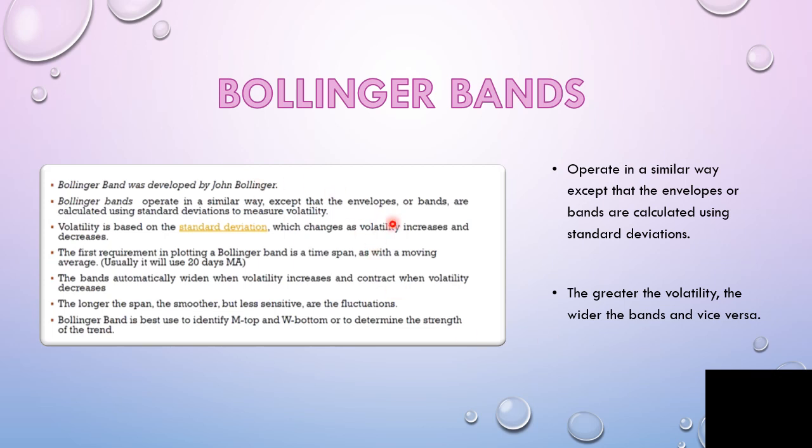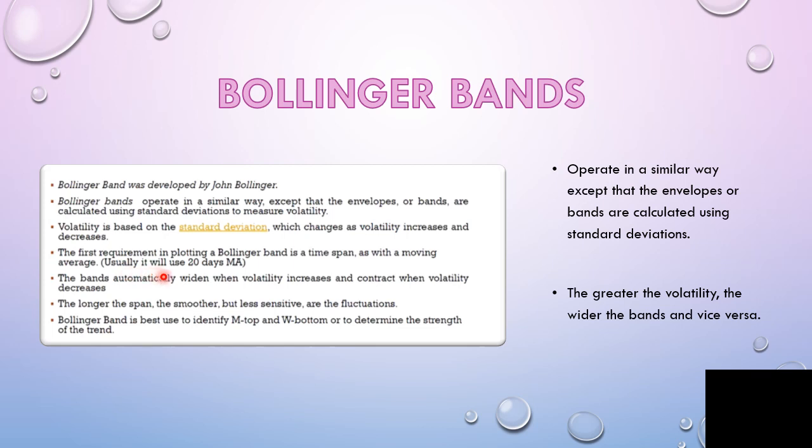Jadi dengan adanya Bollinger Band ni, dia masukkan elemen standard deviation untuk menjadikan sesuatu band tu lagi tepat dan kita katakan sebagai clear lah untuk identify the signal. Okay, so volatility is based on the standard deviation, which changes as volatility increases and decreases.